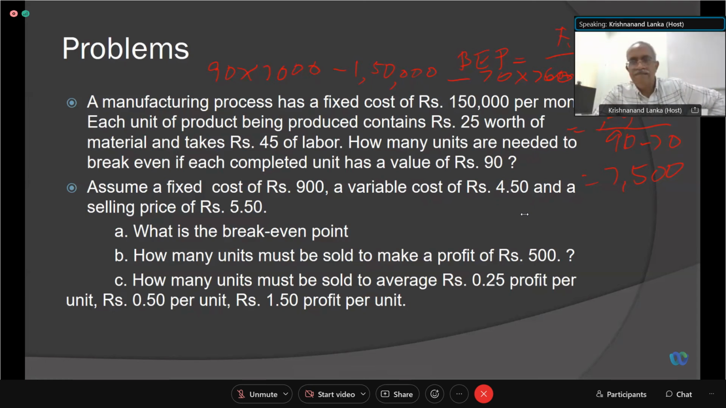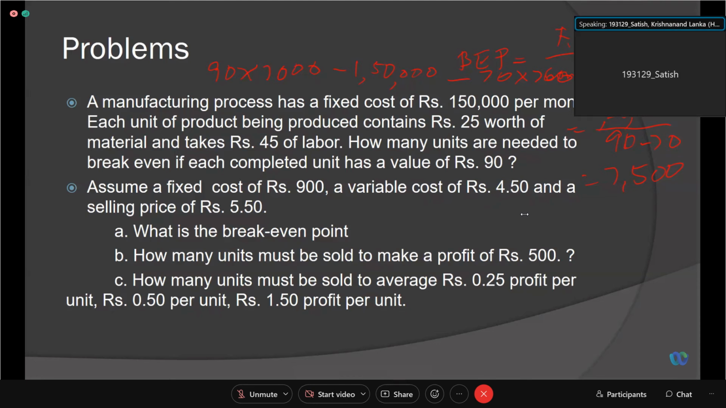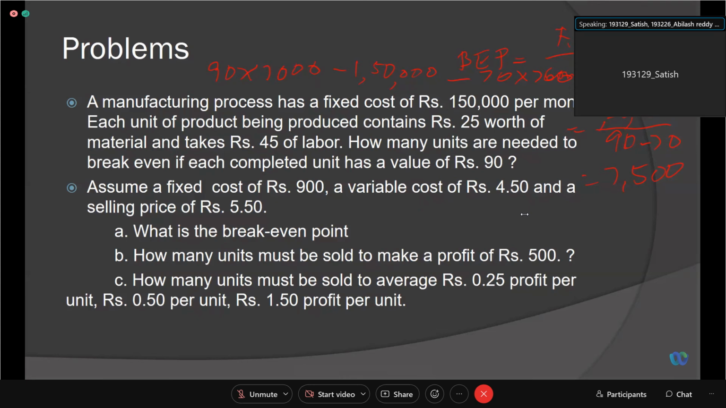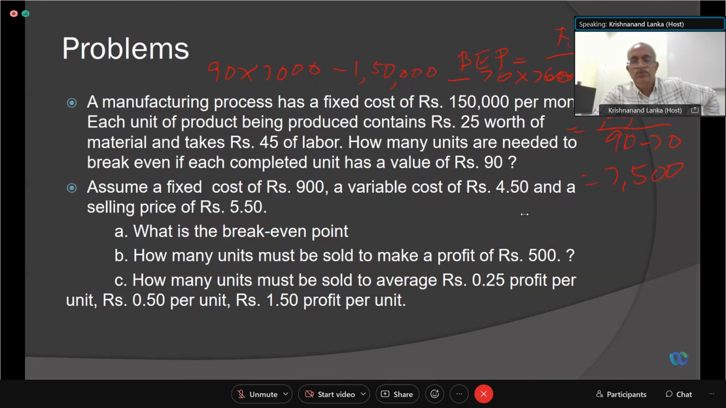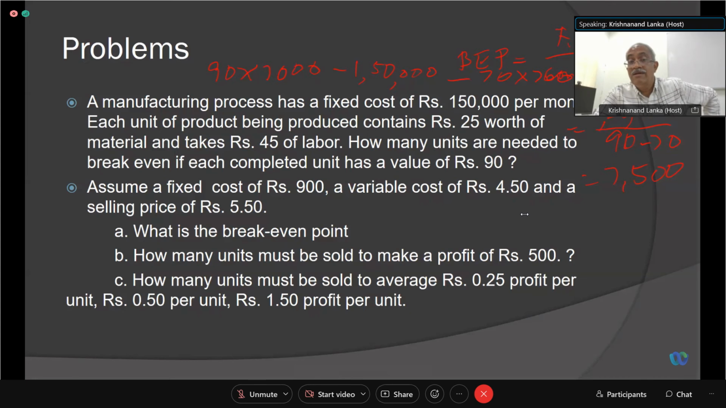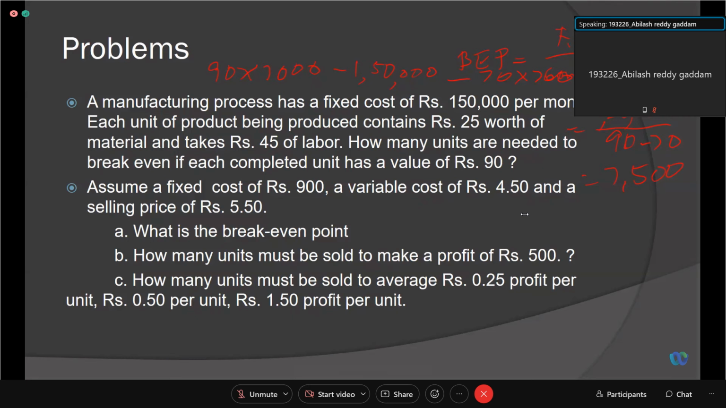Yes, sir. So now what about the second problem? What is the break even point? 900. Then what about the next part? Sir, how many more units must be sold to make a profit of 500? 1,400, sir. Then what about C?